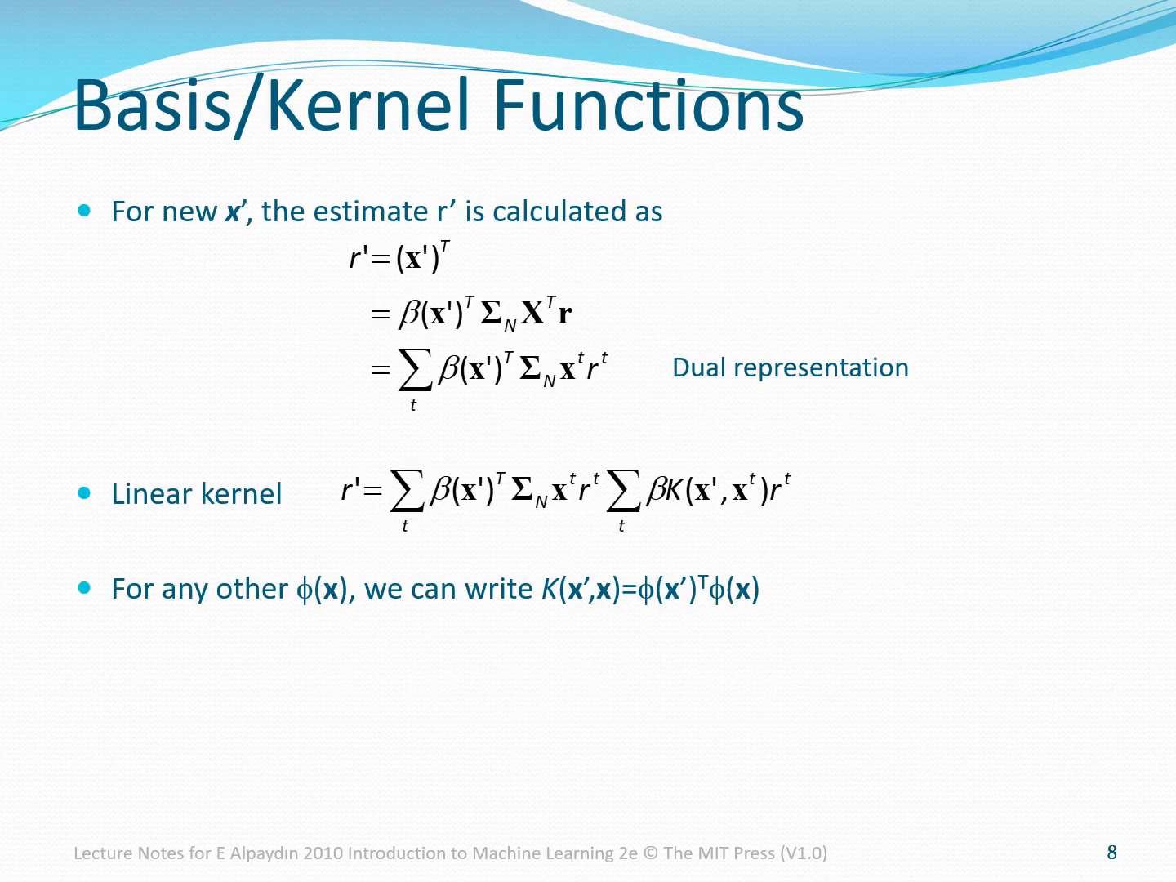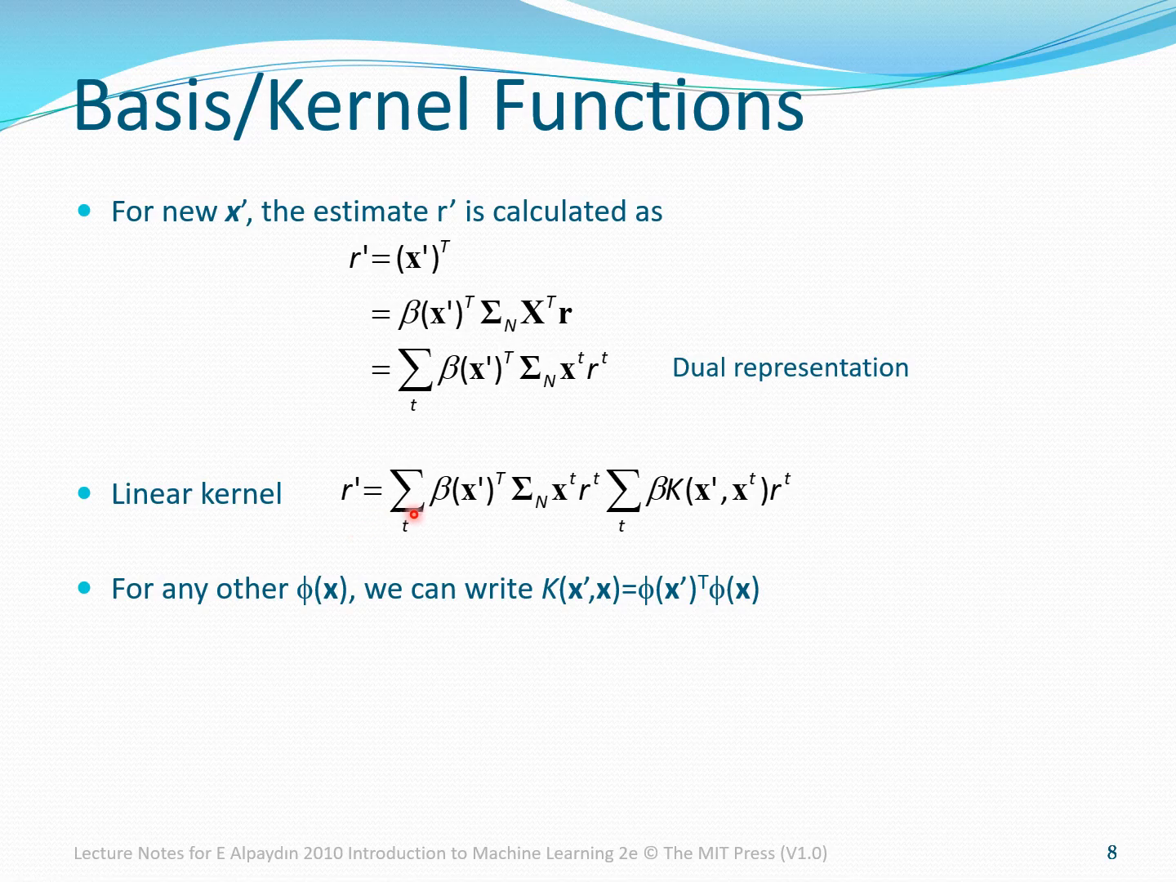Basis of kernel function. Kernel function is a popular function used in various kernelized learning algorithms. In particular, it's commonly used in support vector machine classification. For new x dash, the estimator r dash is calculated as r dash equals x dash^T w equals beta x dash^T sigma_N summation of n of x^T r, equals summation of n beta x dash^T sigma_N x^T r. This is called dual representation.